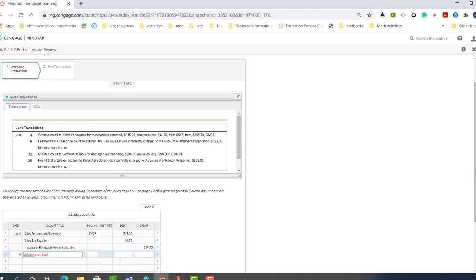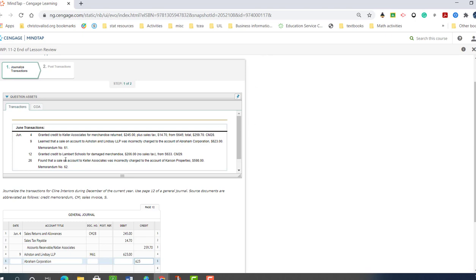Ashton and Lindsay LLP is going to, from our memo 61, get $623 posted to their account. We need to take and remove it from Abram Corporation, of that same 625 or 623, excuse me.